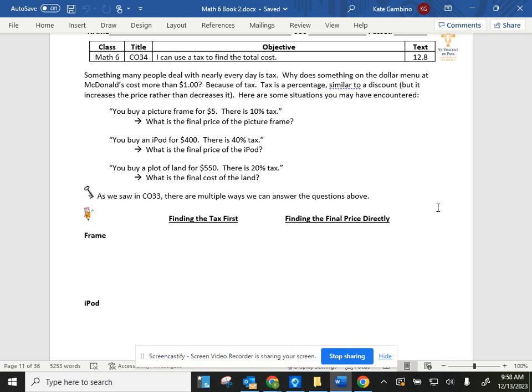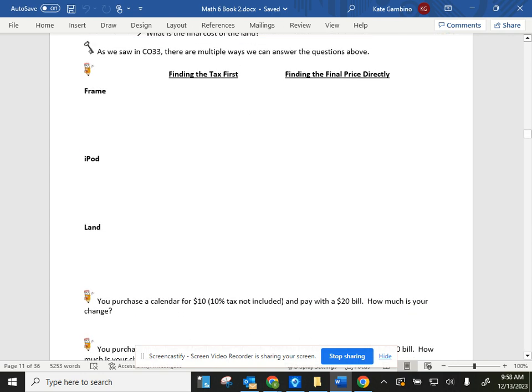So as we saw in CO33, there are multiple ways we can answer the questions above. So remember, we found that price of the discount first and then subtracted it. Well, our first method is very similar. We're going to find that tax first, and then are we going to subtract it? What are we going to do, Hannah Mae? We're going to add it.